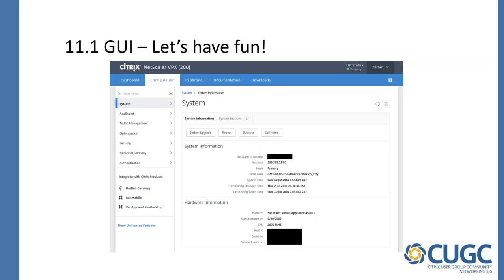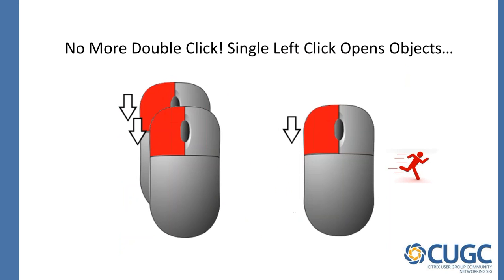With the 11.1 GUI, it's a lot warmer. It's a lot more inviting. There's a lot more white space. The font's bigger. It almost feels like it's touch friendly, and you will notice that it actually operates a lot better too. It's a lot faster. And one of the biggest things around this GUI is that there's no more double click. So let's say you have a load balance vServer. Normally you would double click on it to actually open it up and change your settings.